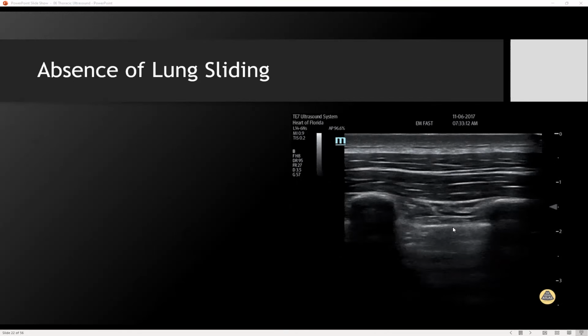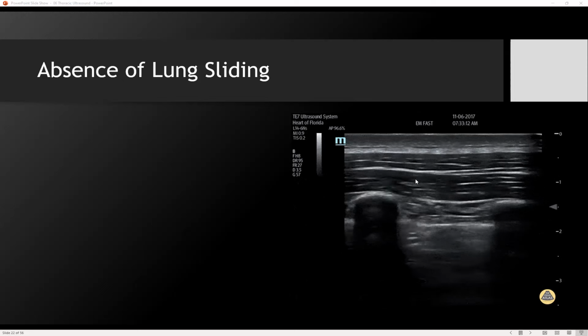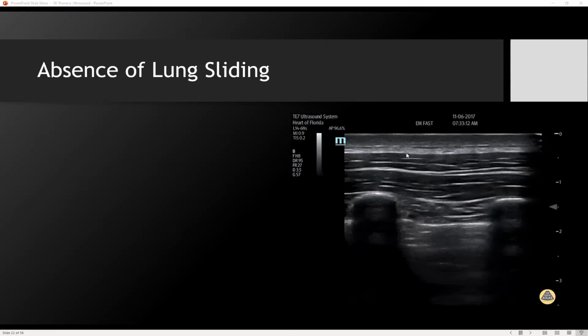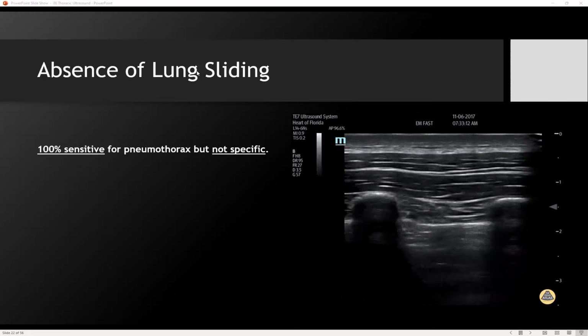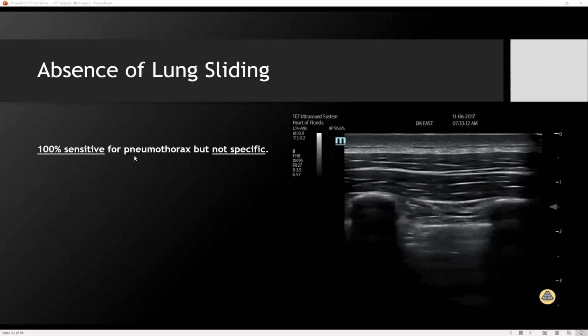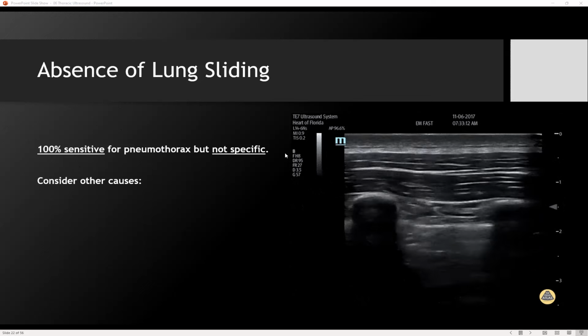Now, very often people think no lung sliding, and they hear 100%, and some people misremember 100% specificity, which is not the case. Absence of lung sliding is 100% sensitive for pneumothorax. If you have a pneumothorax, you can't have an inflated lung that's opening, that's inhaling and exhaling, that's moving. You can't have that, but it is not specific. It's not even a little bit specific.